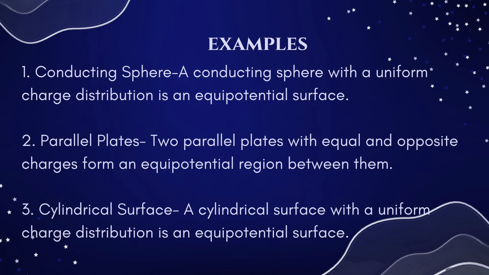The third one is cylindrical surface. A cylindrical surface with a uniform charge distribution is an equipotential surface. A cylindrical surface refers to the three-dimensional surface that wraps around a cylinder, and it can be used in electrostatics or other fields of physics to describe specific types of symmetry or field behavior.